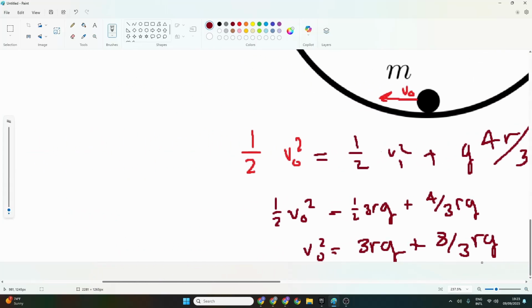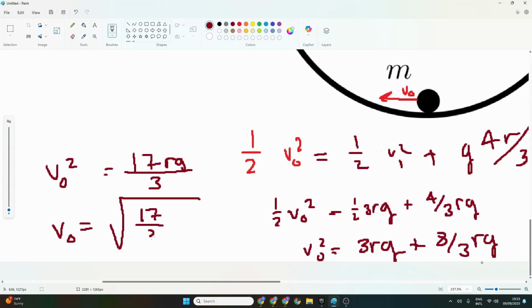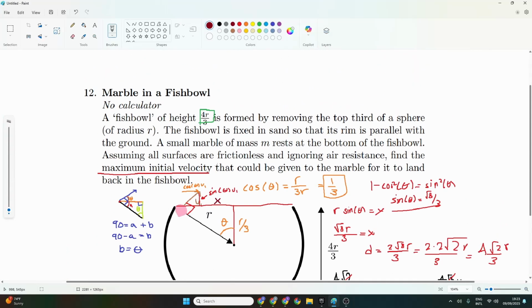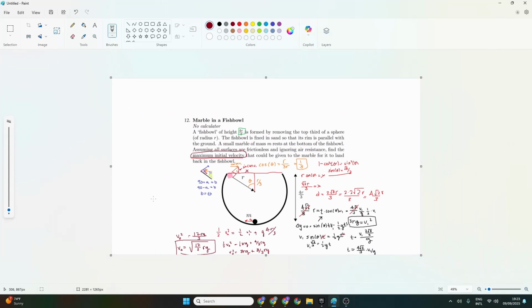You add these two together, that becomes 17rg over 3 is equal to v naught squared, so v naught is equal to the square root of 17 over 3 rg. That is the magnitude of v naught, which would be our maximum initial velocity. And that right there is the solution to the problem.